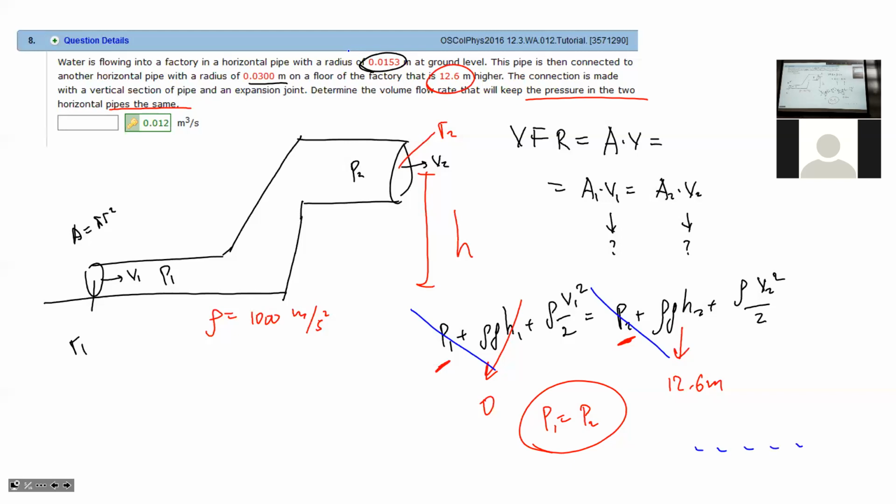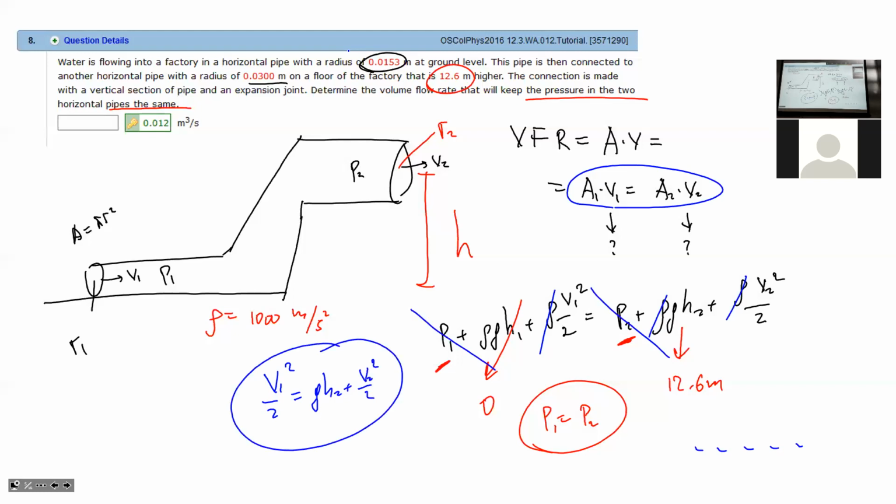You don't even need density, I believe, because now you can cancel density as well. The rest is algebra. You have to solve two equations. This is the first equation, and a second equation, V1 squared over 2 equals g H2 plus V2 squared over 2. So, well, that's math. Okay, I think I got it now. Thank you. Sure.